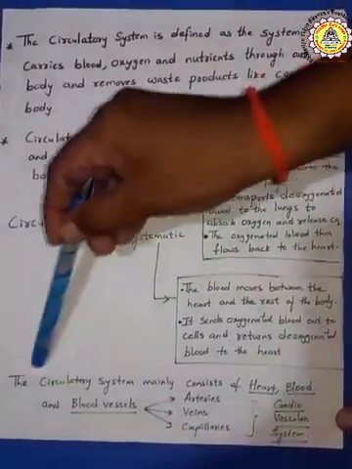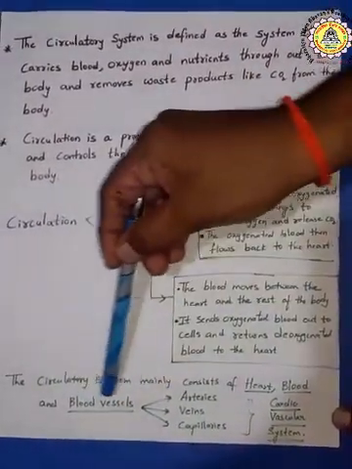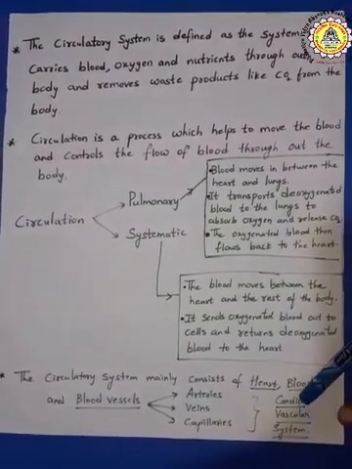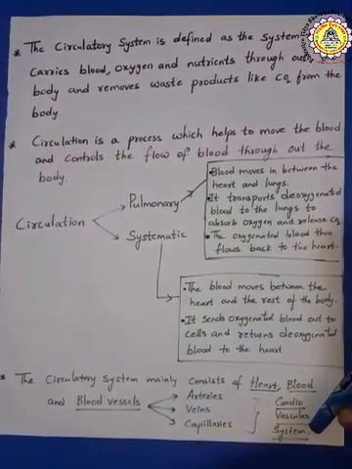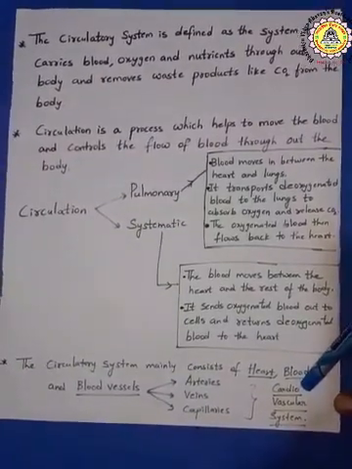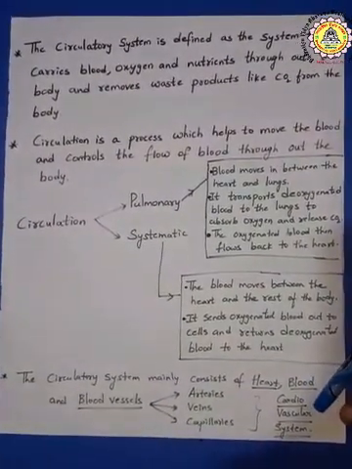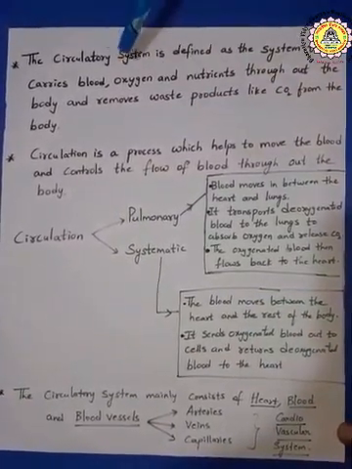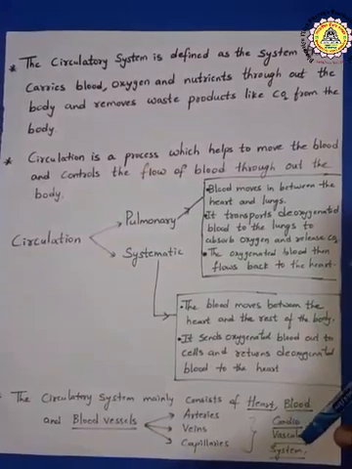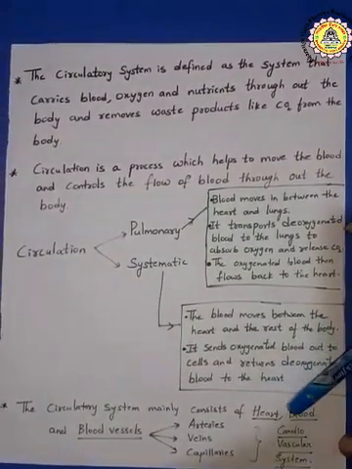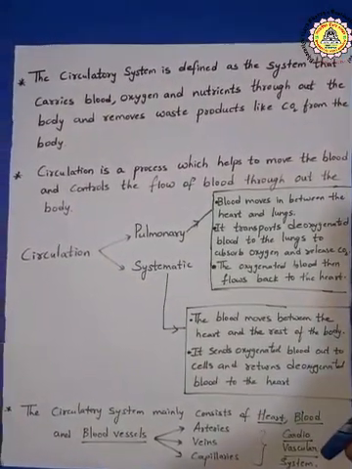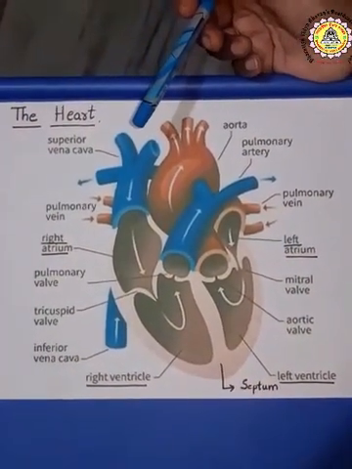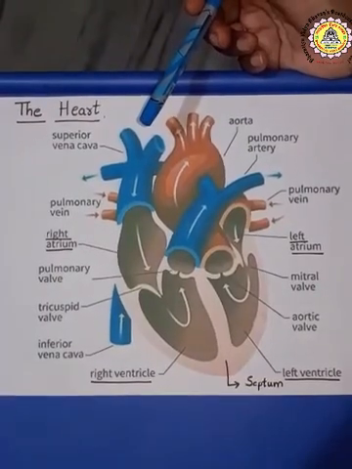The system which has the heart, blood and blood vessels is also called the cardiovascular system. The word cardio means heart and vascular means vessel. Understood? So the circulatory system is also known as the cardiovascular system. The heart, blood and blood vessels are the three main parts of the circulatory system we have learned.